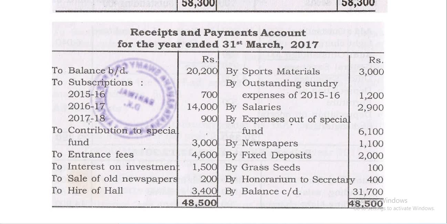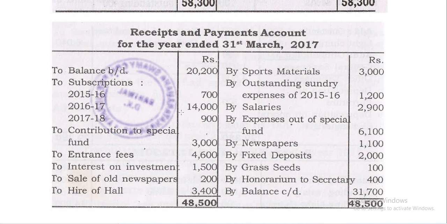Then 2017-18, 900 you have received during the year 16-17, but for the year 17-18. That's nothing but subscription received in advance. So that is not accrued or earned during the current year. Therefore, it is a liability. So what you have to do is show it as a liability in the closing balance sheet.